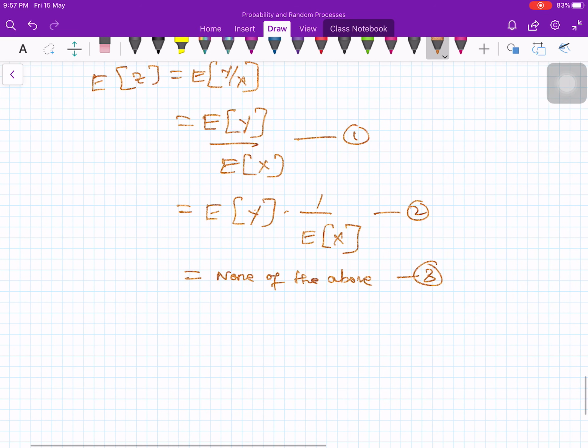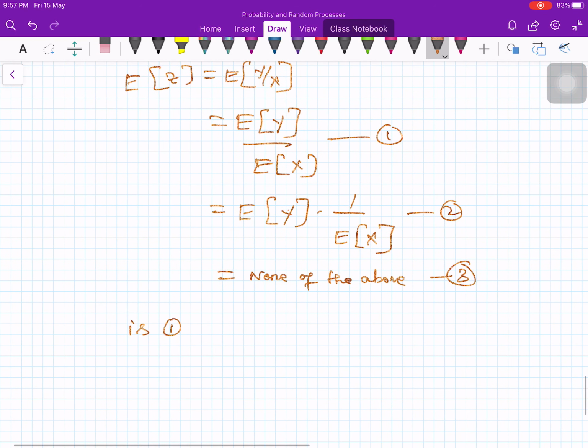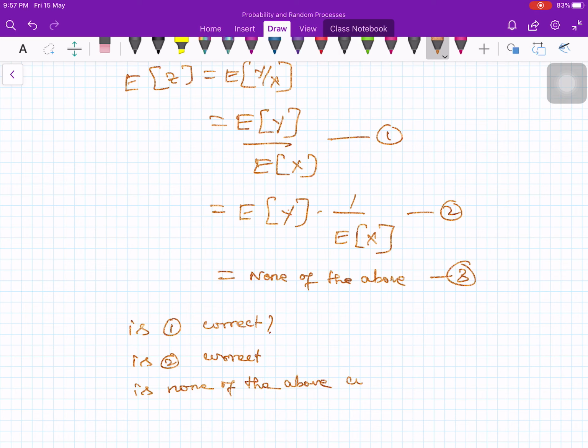Okay, is equation 1 correct, or is equation 2 correct, or is none of the above correct? Which one is correct? Let us find out.